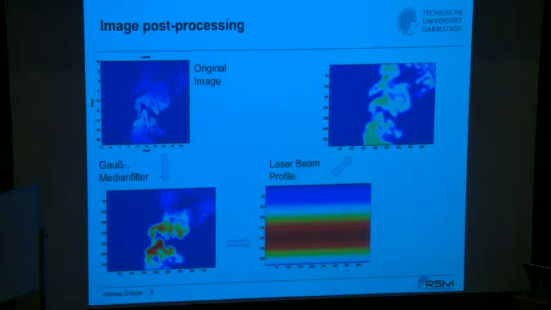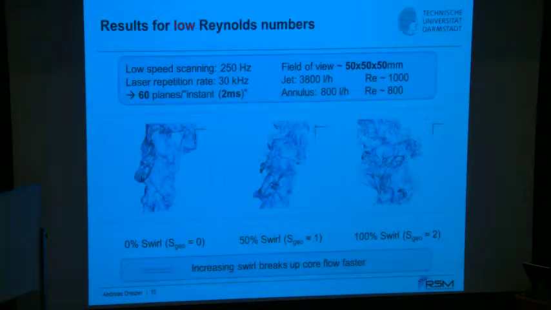So after beam profile correction, you get something like that, and with a simple threshold algorithm, you can now distinguish the area of the jet from the co-flowing area which has not been seeded by any particles. And so let me start that movie. It takes long until it comes directly.